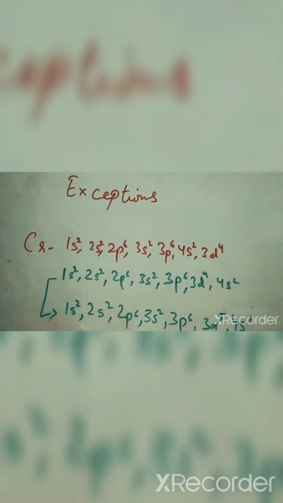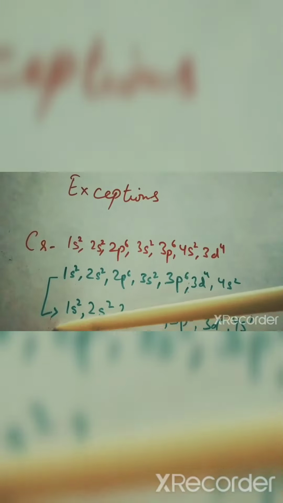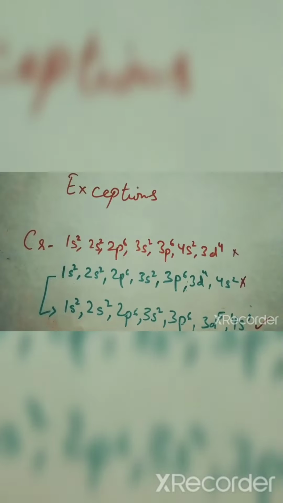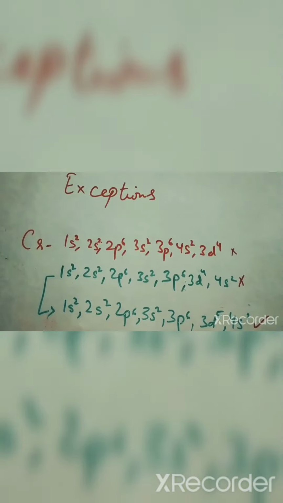But what happens? Half filled and completely filled orbitals are more stable. So due to that, chromium is an exception, and now with the swapping the electron is also shifted. 4s has 2 electrons, so 1 electron will go to the d side, so it will ultimately be 3d5, 4s1. Now both are half filled and it is more stable. So this is actually the correct electronic configuration of chromium. This one is wrong, this one is wrong, and this is the correct electronic configuration of chromium.